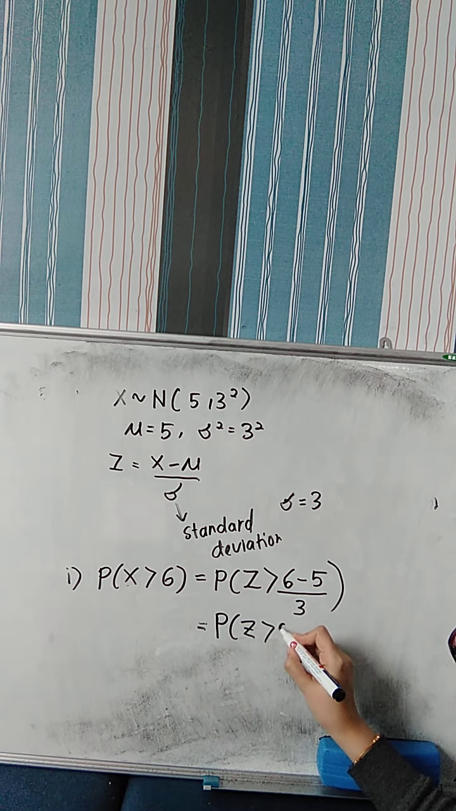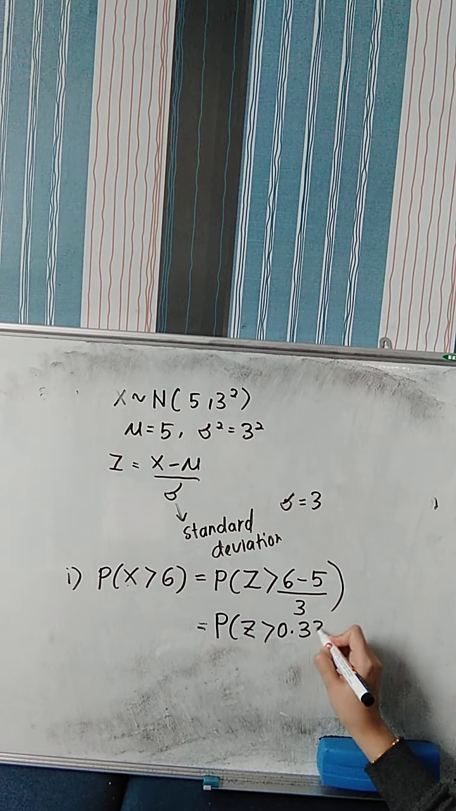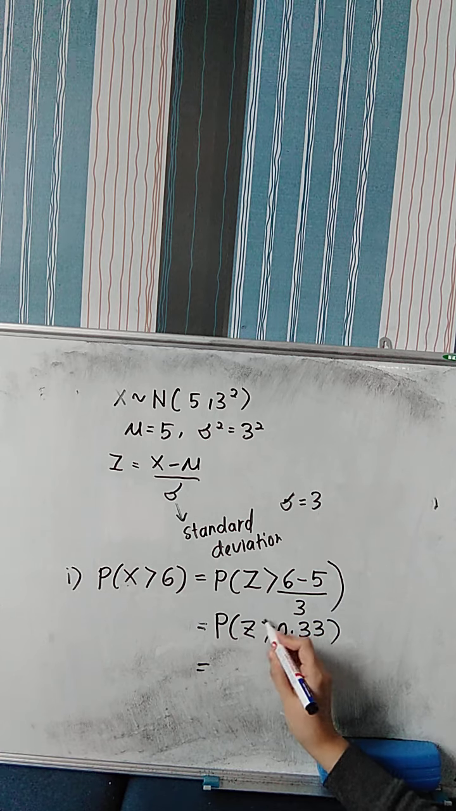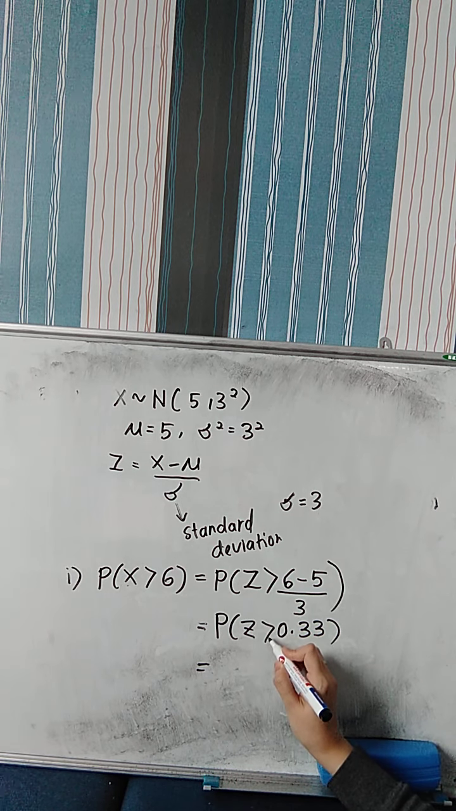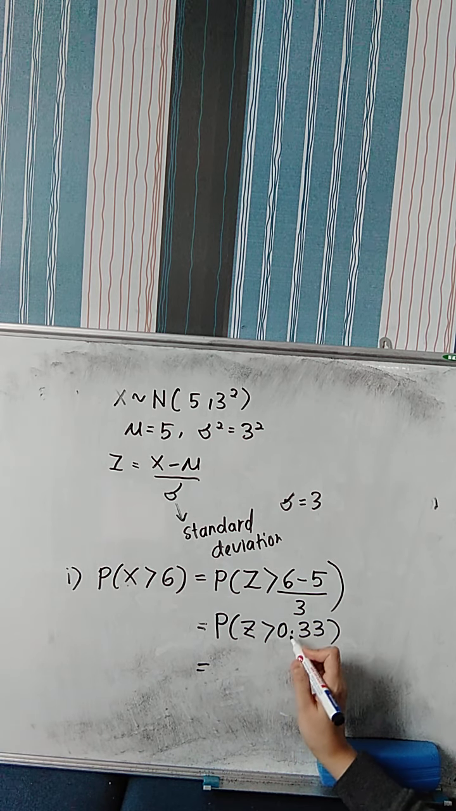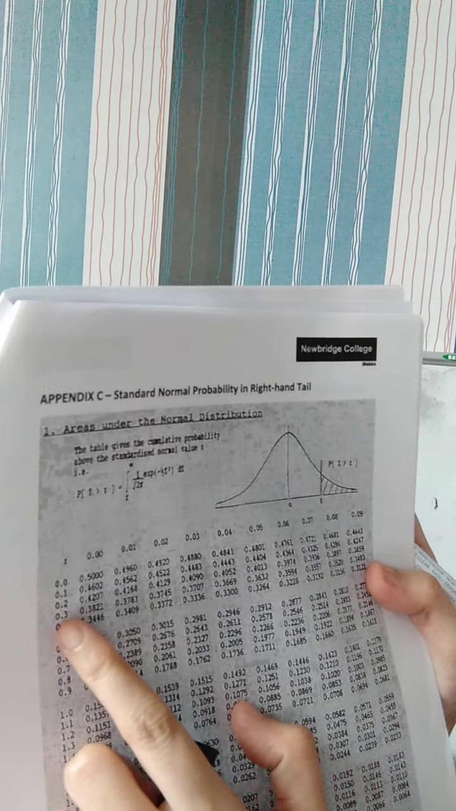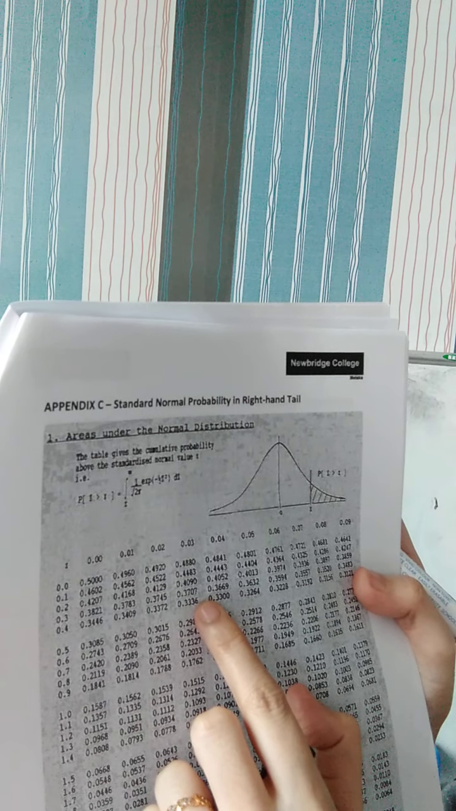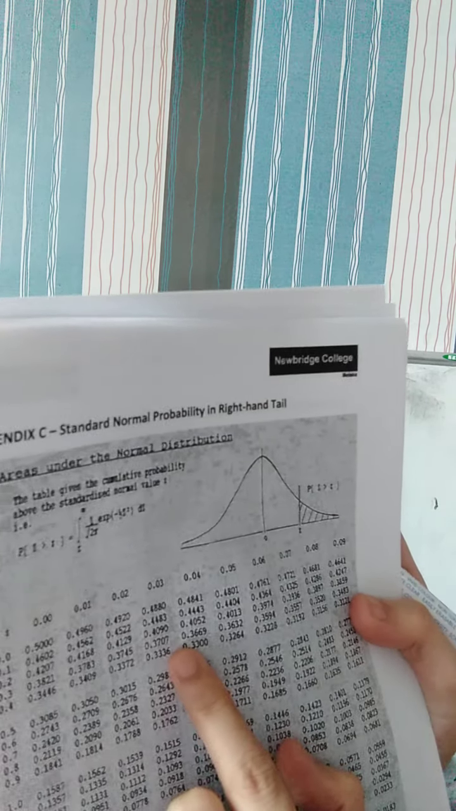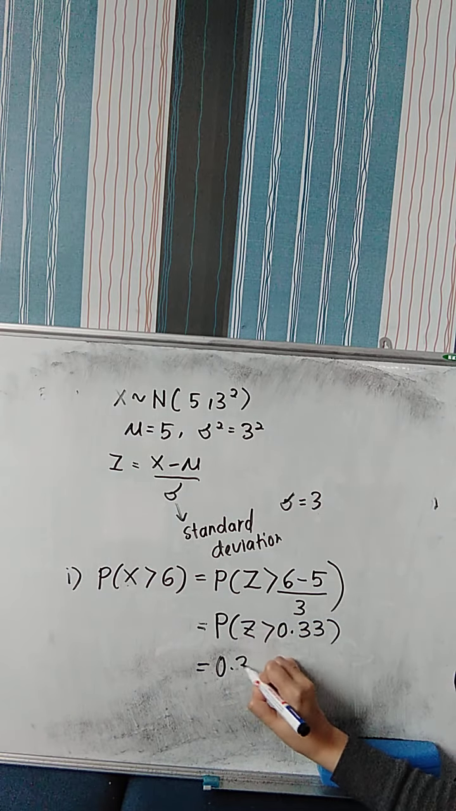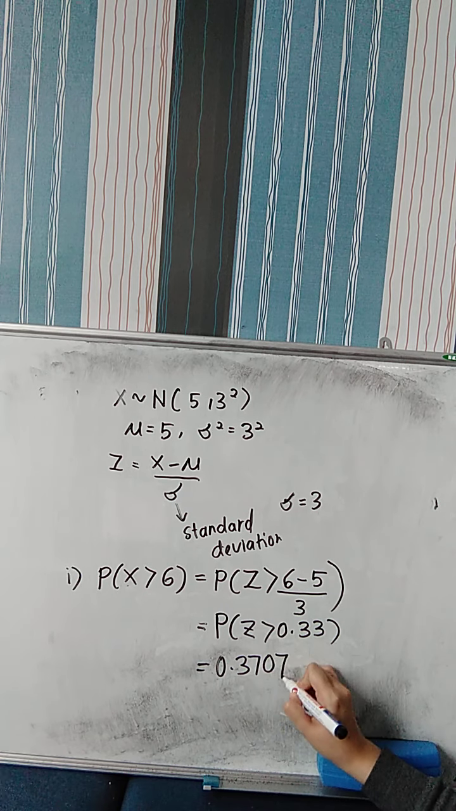So the answer when you calculate is 0.33. So Z more than 0.33. Because the symbol is more than, you can read directly from the table. Find from the table 0.3 and above here 3. So the answer is 0.3707. Okay, this is the final answer. 0.3707.